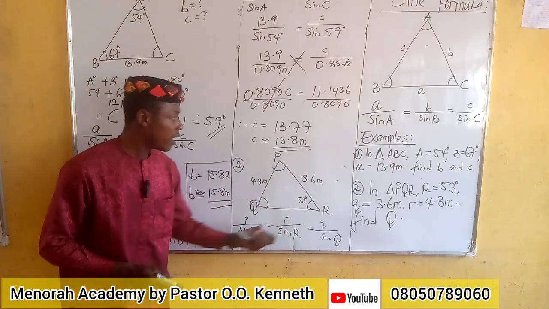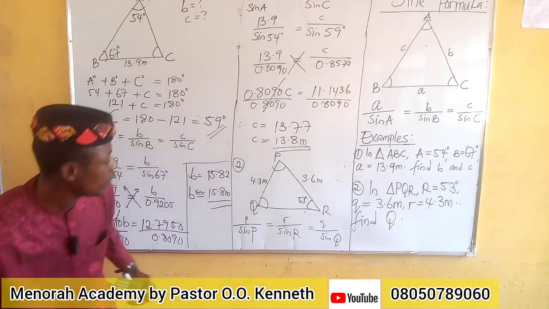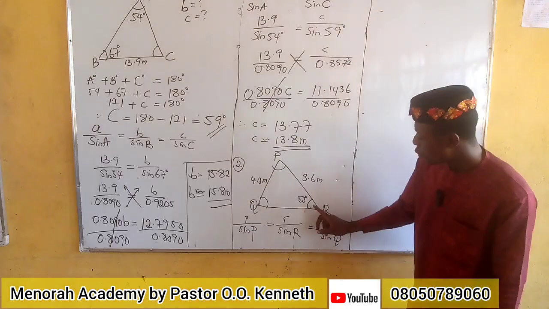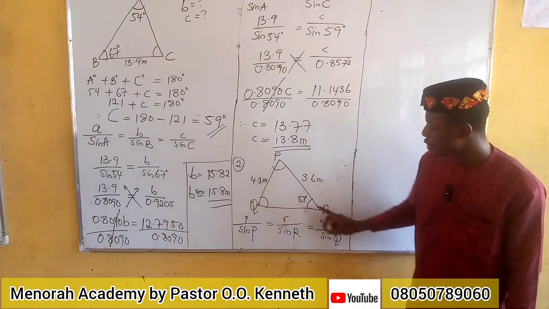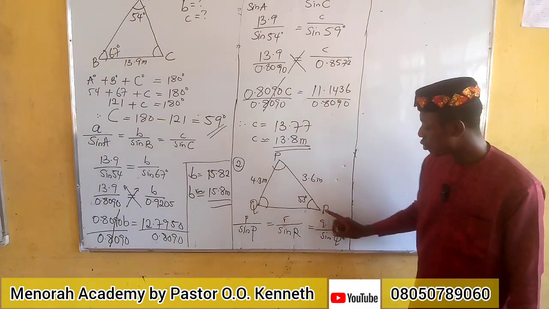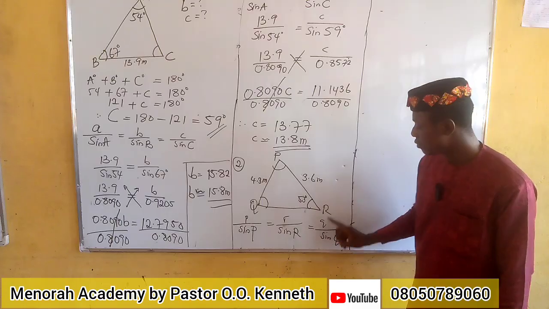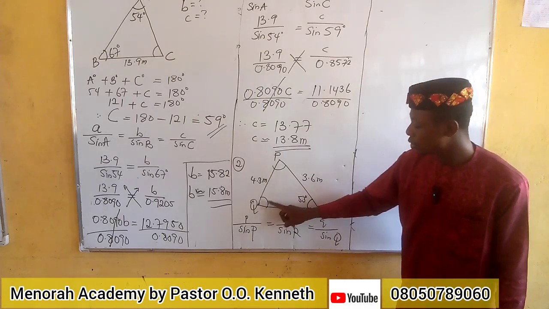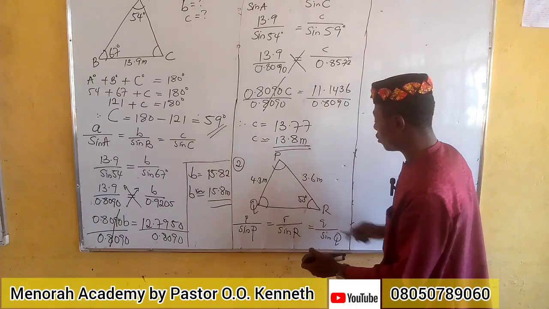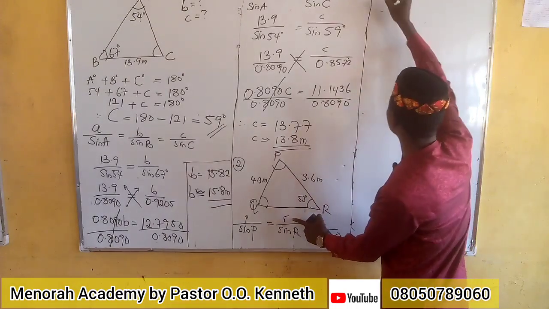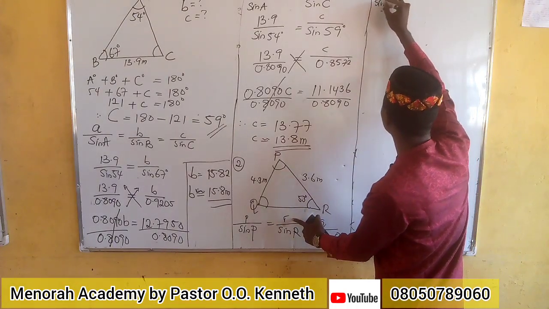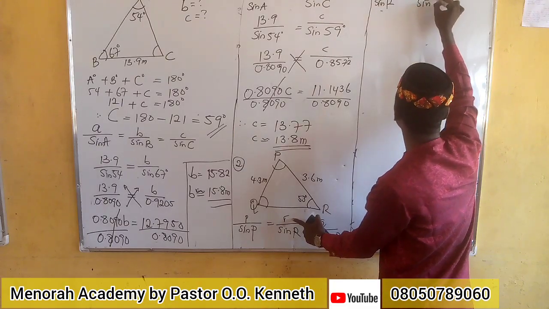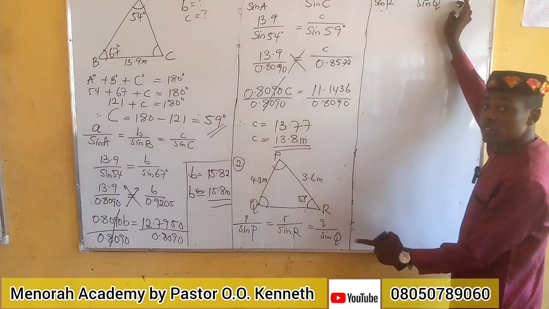You see, the figure may change, but the rule still remains the same. So we will use side R because side R is complete. The side of R is given and the angle of R is given. Here, the side of Q is given, but the angle is not given. So we can use R over sine capital R equals Q over sine capital Q. Now we can substitute.